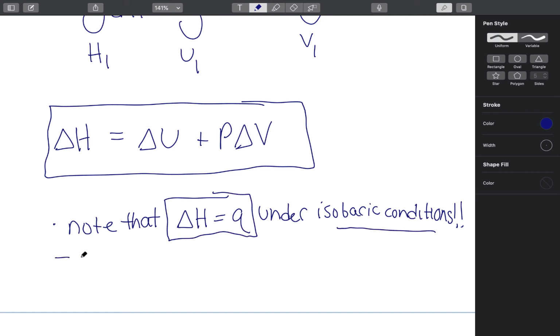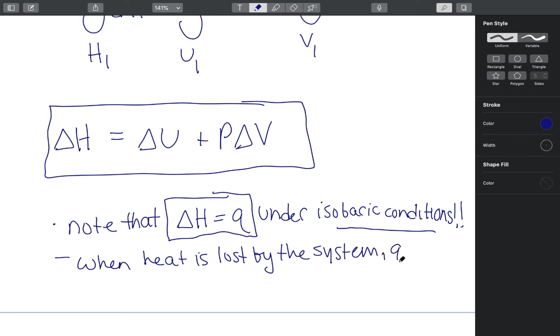So therefore, when heat is lost by the system, Q is negative, therefore delta H is negative. And when delta H is negative, this means that heat is lost by a system and the process is exothermic.